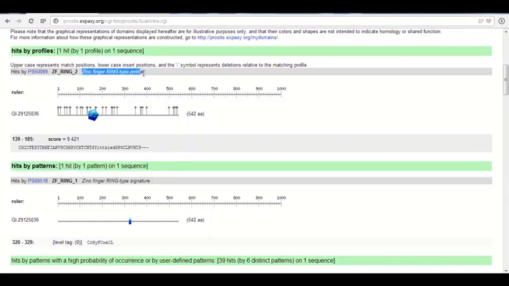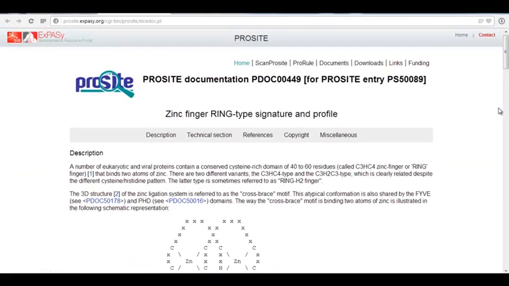The profile hit was to what's called a zinc finger RING-type profile, or the zinc finger RING 2 motif. It looks like it comes toward the middle of the protein. The diagram here underneath the ruler shows exactly where the zinc finger is within the protein. The protein is shown from N-terminus at the left to C-terminus. You see a link to the accession number PS50089.